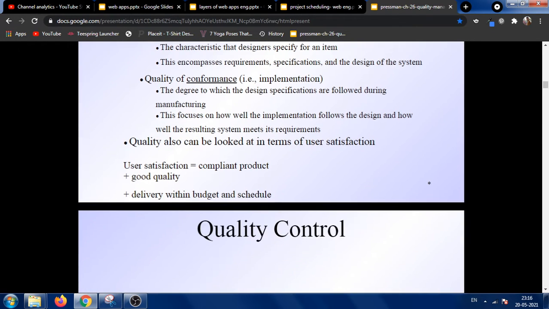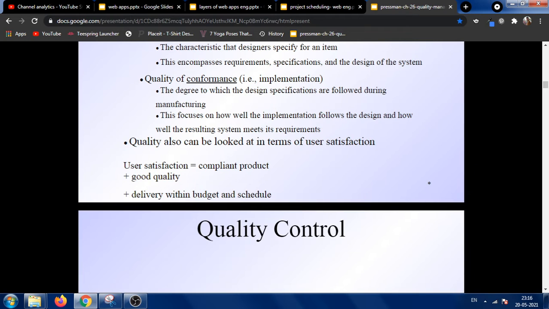Then what is conformance quality? It is the degree to which the design specifications can be implemented. That means how the coding can be done, that is, how the process can be converted from the design level to the coding level using proper standards, tools and techniques. This focuses on how well the implementation follows the design and how well the resulting system meets its requirements.